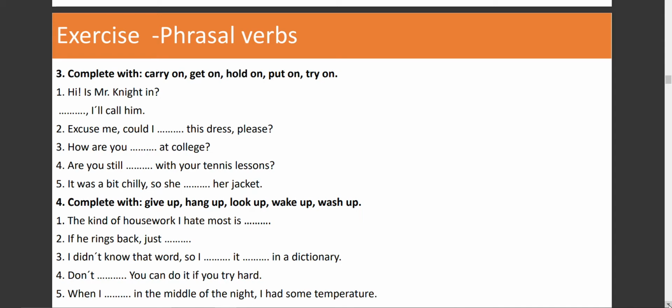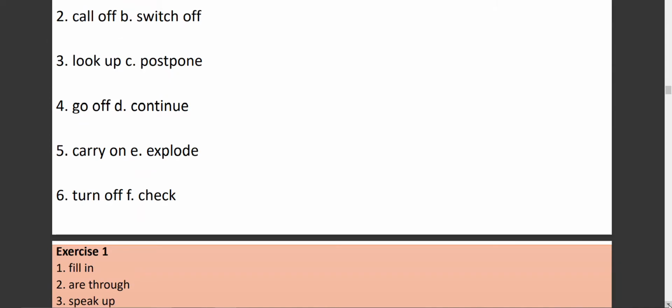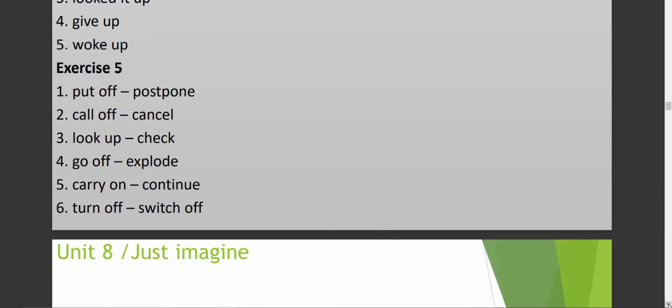Okay, complete with carry on, get on, hold on, put on, try on. Right. Okay, it is also a solution. You can see the exercise. Take off. Okay, so you have to read all these exercises.